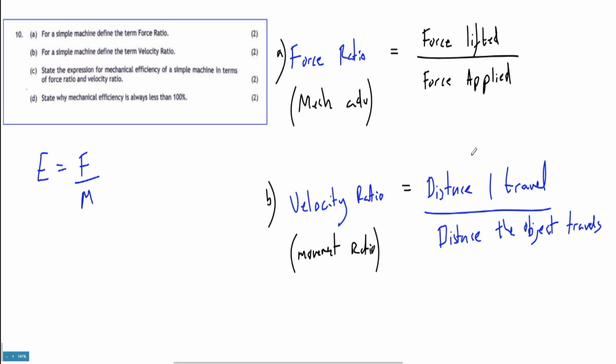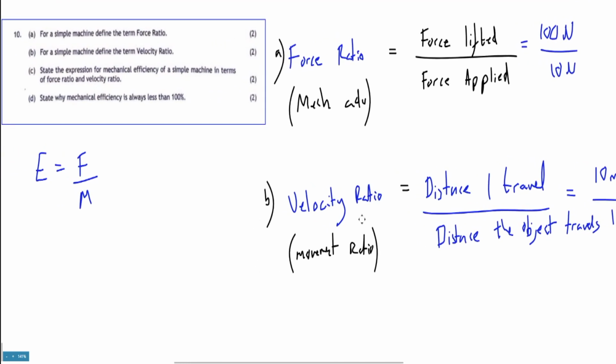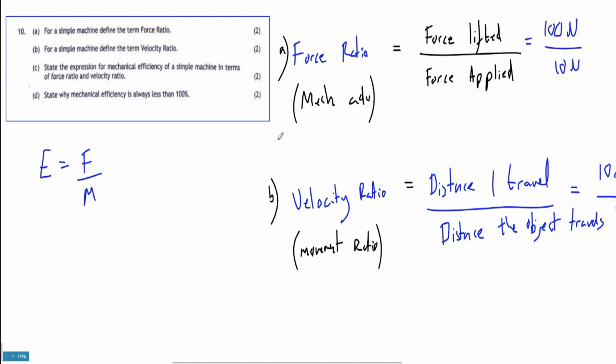And they're flipped. They're really, really flipped, because this is the force applied, that's me pushing, and now the distance I'm traveling is on top. So I have to remember it: you always put the big number on top and the small number on the bottom, because you're always going to be lifting, for example, 100 newtons by applying 10 newtons of force. And the distance I travel is going to be, I'm going to have to travel like 10 meters to lift something like 1 meter. So they're completely flipped. Okay, this is the force ratio and the velocity ratio.